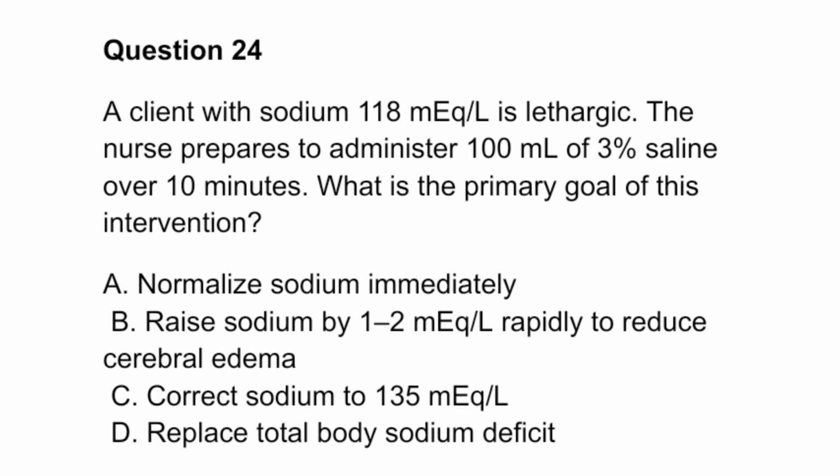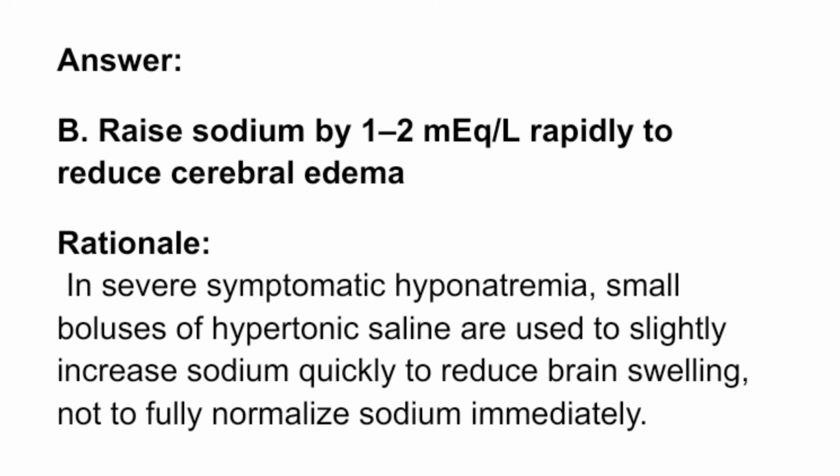A. Normalize sodium immediately. B. Raise sodium by 1 to 2 milliequivalents rapidly to reduce cerebral edema. C. Correct sodium to 135 milliequivalents per liter. D. Replace total body sodium deficit. Answer. B. Raise sodium by 1 to 2 milliequivalents rapidly to reduce cerebral edema. Rationale. In severe symptomatic hyponatremia, small boluses of hypertonic saline are used to slightly increase sodium quickly to reduce brain swelling, not to fully normalize sodium immediately.